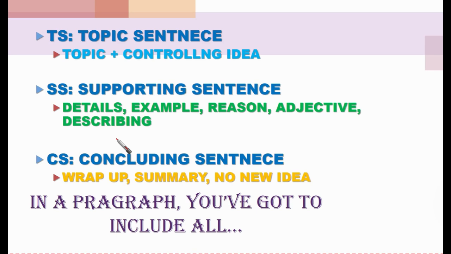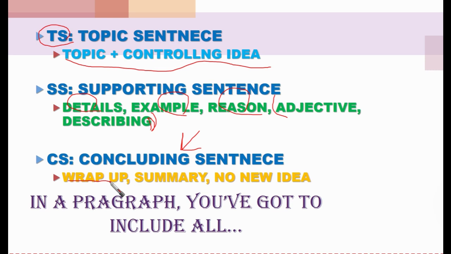Okay, so let's do a quick review. Topic sentence, TS. We start a paragraph with a topic sentence, and it's topic plus controlling idea. Supporting sentences are examples, reasons, facts, details, okay, and when you're using these, you can use adjectives and you can describe it. And the concluding sentence is the last sentence of the body paragraph, and you end the body paragraph with this sentence. You wrap up. So it's usually a summary, and you're repeating the topic sentence again in different words. So there is no new idea.